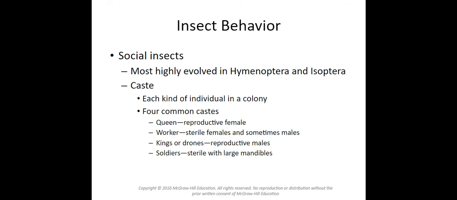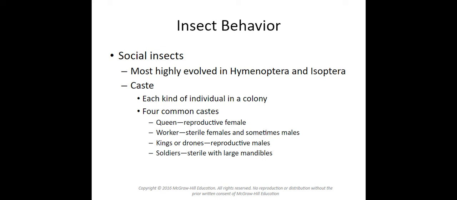Now let's talk insect behavior. A lot of insects are social insects, especially the Hymenoptera and the Isoptera. They have a caste system. So there's going to be the queen. She's the reproductive female, the one reproductive female. Then there are worker bees, or worker Isoptera, which are your termites. They're going to be sterile females, sometimes males, but mostly sterile females. So they're going to do the work. They're sterile. They don't have babies. They are not able to reproduce because of that royal jelly.